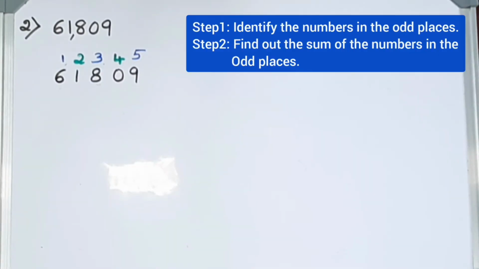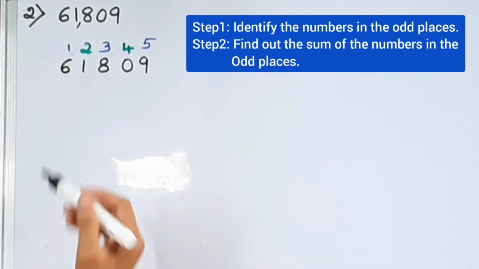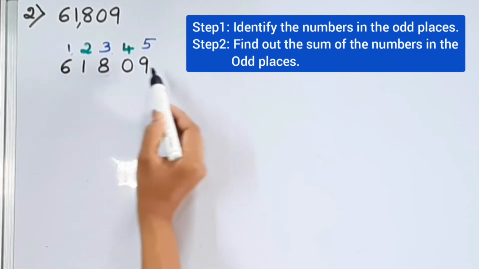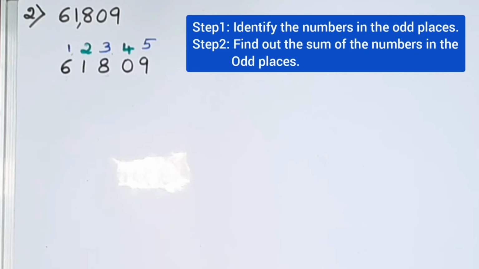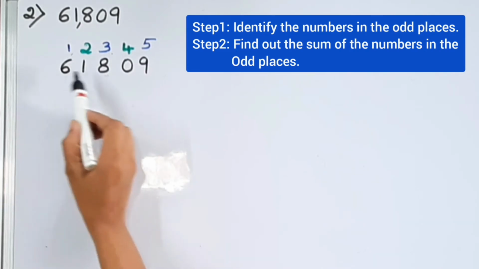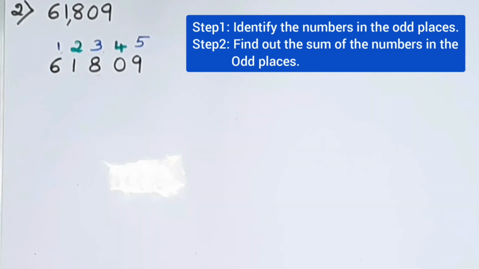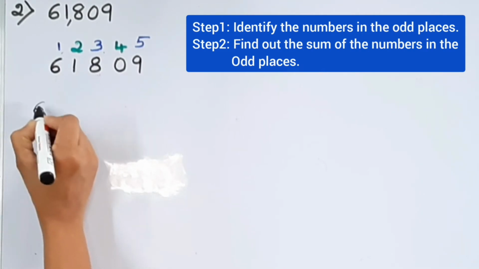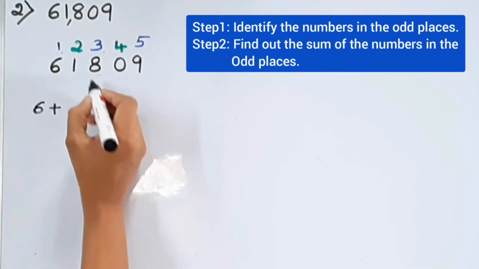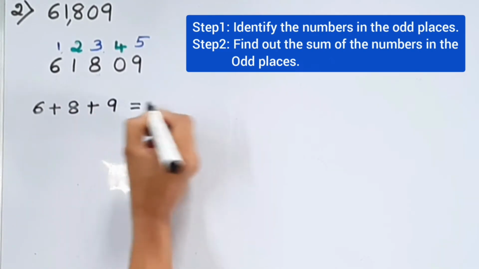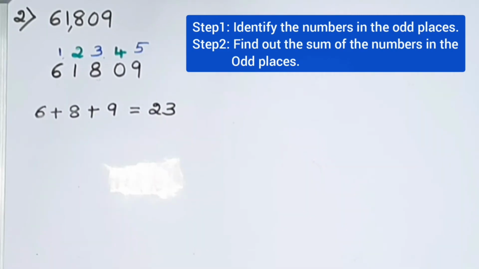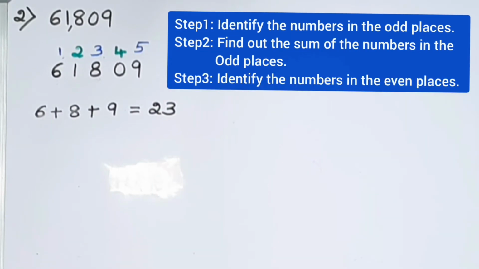Step 2. Find out the sum of the numbers present in the odd places. Since 6, 8 and 9 are in the odd places, we have to find out the sum of 6, 8 and 9. That is 6 plus 8 plus 9 is 23. Step 3. Identify the numbers present in the even places.